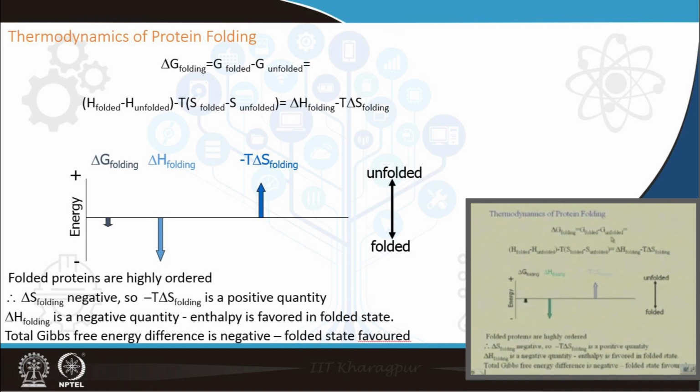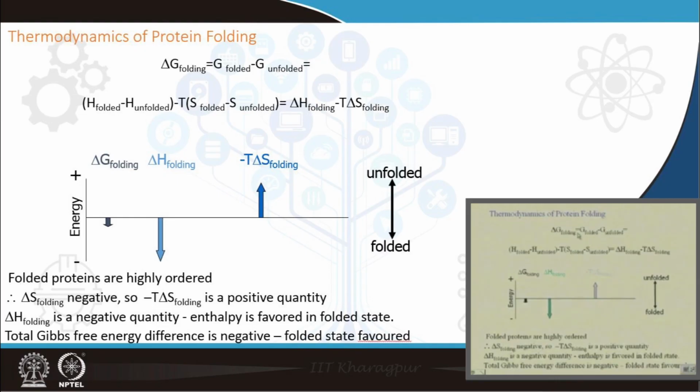So initially we had an unfolded state, that is G initial. We have now a folded state, so that is G final. So how do we find a delta G folding? We know that it is G final, which is G folded, minus G initial, which is G unfolded.